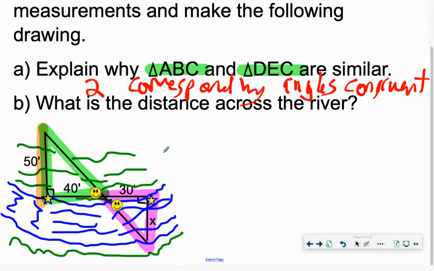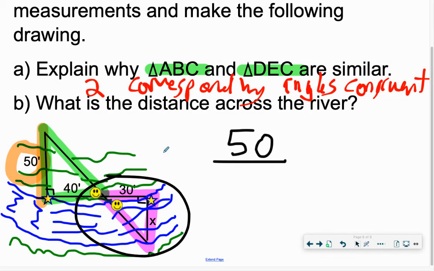So the 50 over here is what I would write down first. So I've got 50, and that corresponds to which side over in this other triangle here? That corresponds to x equals, and then coming back over here, going to the 40 over to 30. We set up this proportion where corresponding sides are proportional.